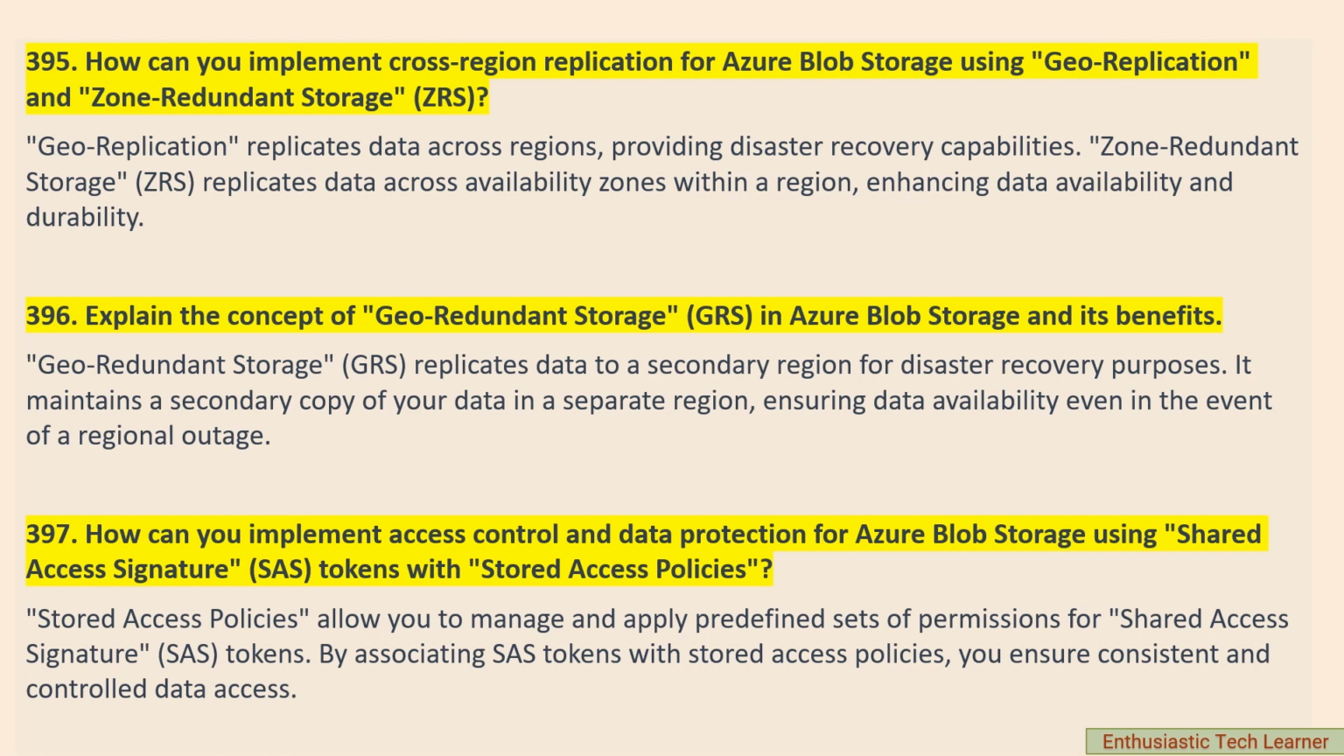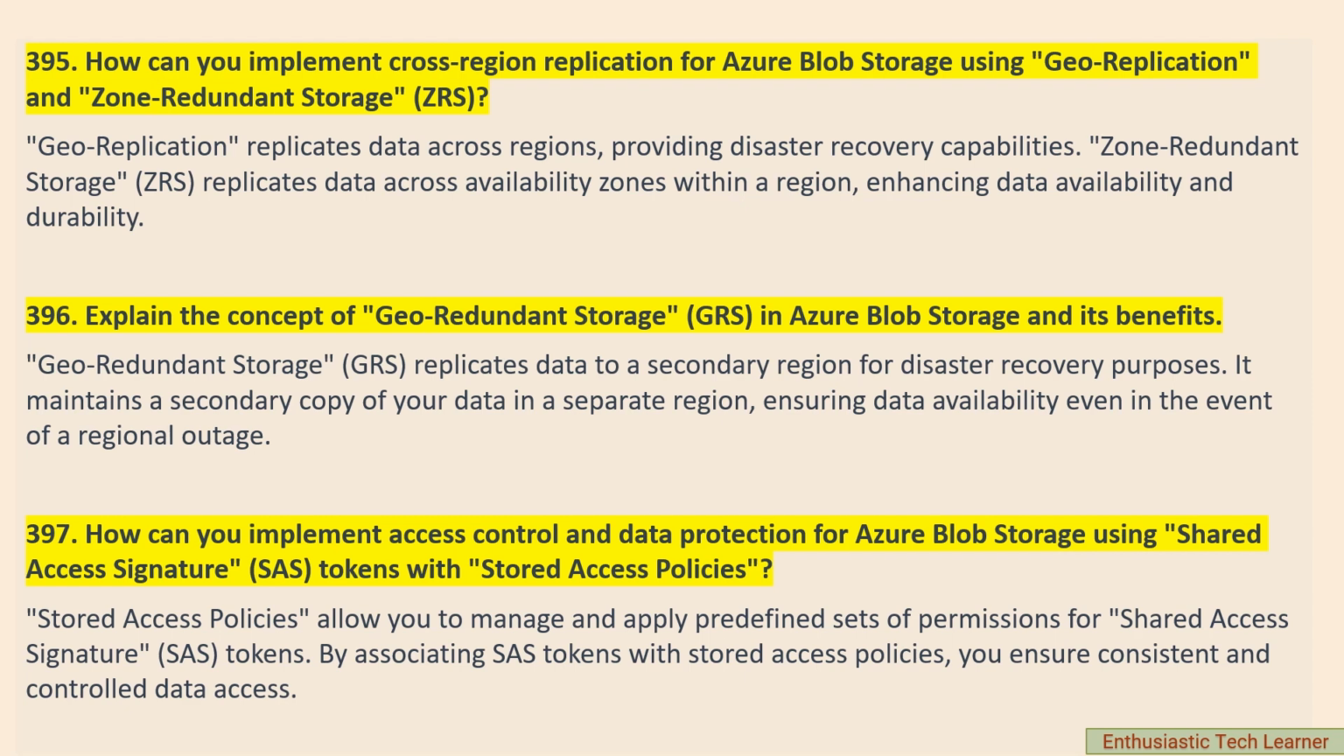Explain the concept of geo-redundant storage (GRS) in Azure Blob Storage and its benefits. Geo-redundant storage (GRS) replicates data to a secondary region for disaster recovery purposes. It maintains a secondary copy of your data in a separate region, ensuring data availability even in the event of a regional outage.